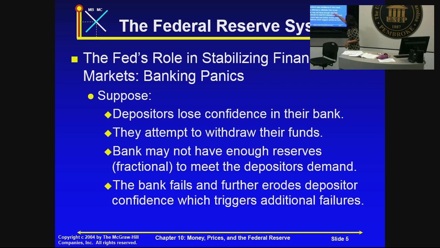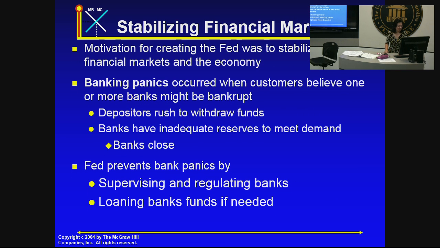So people attempt to withdraw the funds, and the bank did not have enough because it practiced a fractional reserve banking system. So then the banks failed, and then depositors lost their confidence, and then additional failures. Okay, so this is basically the same thing. So what they were trying to do since then is come up with some new policy, which you will see soon on my slide too.